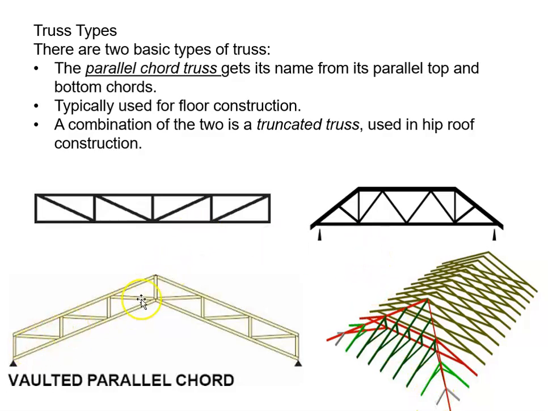Okay, and then here, yes, for a vaulted ceiling in a room, perhaps a master bedroom or some sort of second floor great room, you might have a vaulted ceiling, and you get a truss to accommodate that.